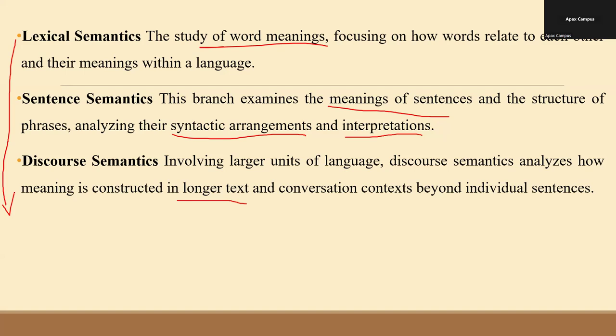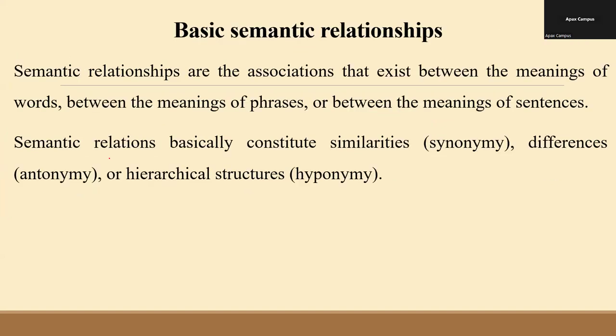So, in the broad area which we call semantics, we deal with all these three types actually. We talk about word meaning, sentence meaning, and also discourse meaning, discourse semantics, but mostly word meaning and sentence meaning. They are the commonly touched areas in discussions on semantics, right? Hope you got some basic understanding about traditional semantics.